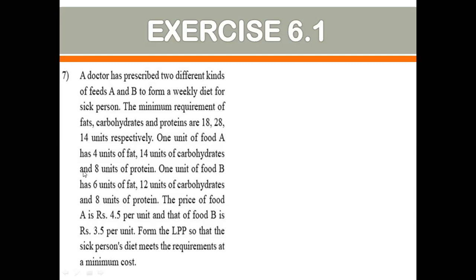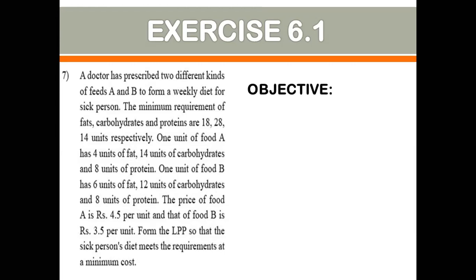1 unit of food A has 4 units of fat, 14 units of carbs and 8 units of protein. On the other hand, food B has 6 units of fat, 12 units of carbs and 8 units of proteins. The price of food A is rupees 4.5 per unit and price of B is 3.5 per unit. Form the LPP for a sick person's diet meeting the requirement at a minimum cost.